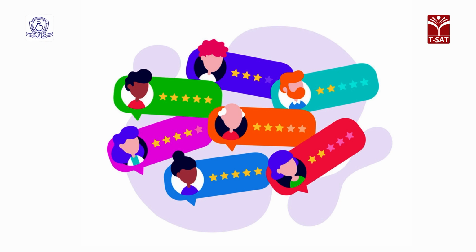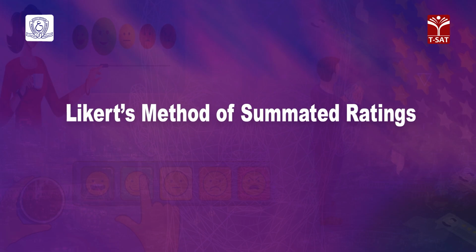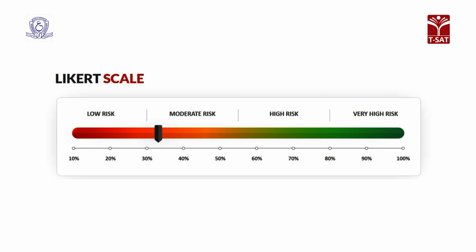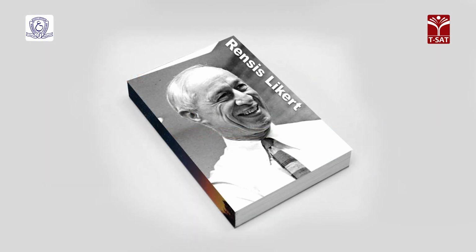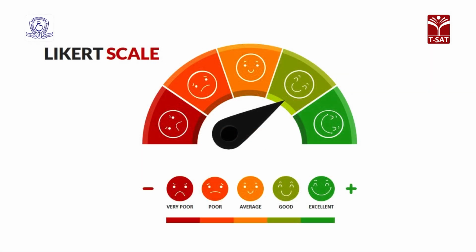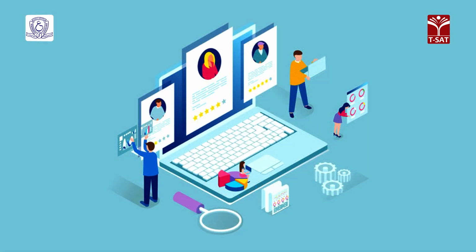This brings us to the next method, that is Likert's method of summated ratings. This scale is named after its inventor, psychologist Likert. It is the most widely used approach to scaling in market survey research, such that the term Likert type scale is often used interchangeably with a rating scale. Although there are other types of rating scales, still the Likert type scale is the term that is used. Now, what is this Likert scale?